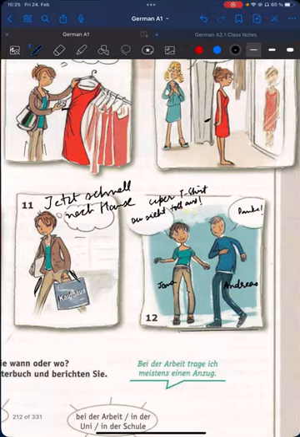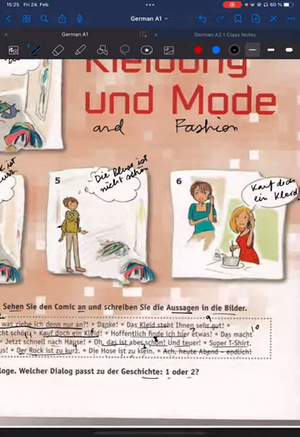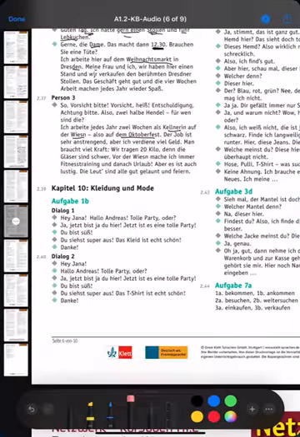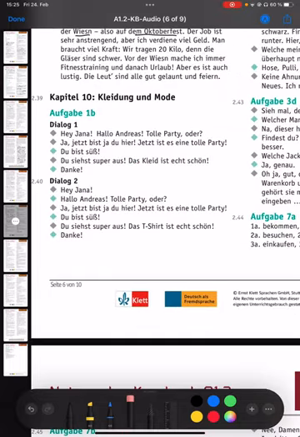Okay. So, in the first one, he said the Kleid ist sehr schön. But she is not wearing a Kleid, she is wearing a T-Shirt. In the second one, it's correct. And also let's look at the transcript. Hey Jana, hello Andreas, tolle Party, oder? Great party, right? Now that you are here, jetzt ist eine tolle Party. It is a great party. Du bist süß, you are so sweet. Du siehst super aus. You are looking good. Das Kleid ist echt schön.